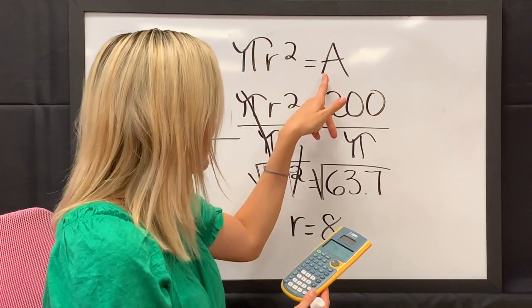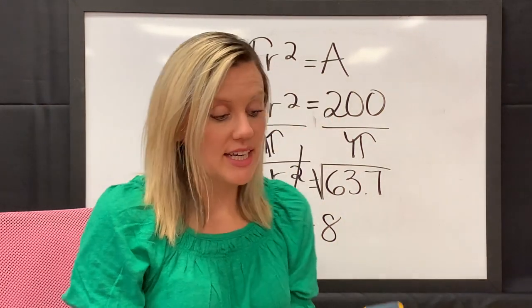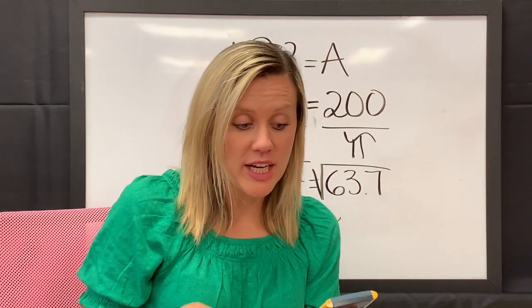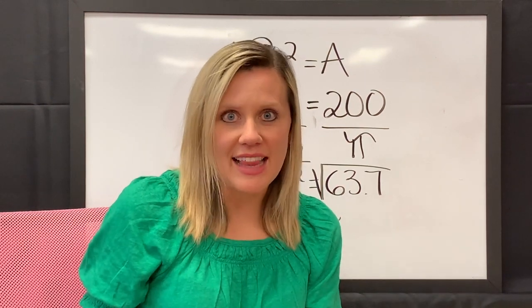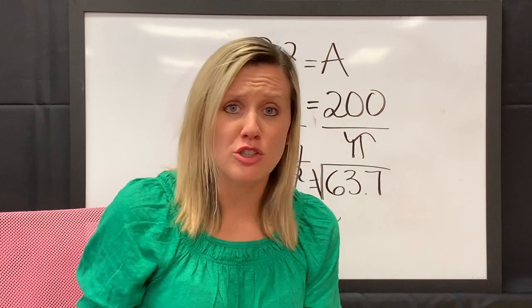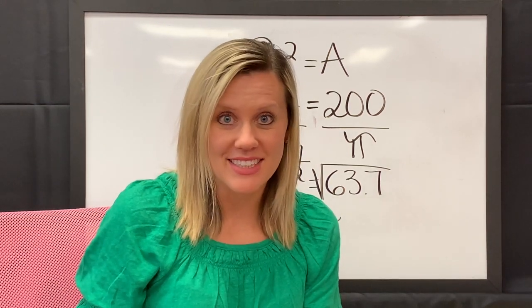Now I'm gonna double check myself with this formula and go 8 times 8 times pi and see if I get my area of 200. And I got 201, and the only reason it's slightly different is because we rounded to the nearest tenth when we were doing this, okay?